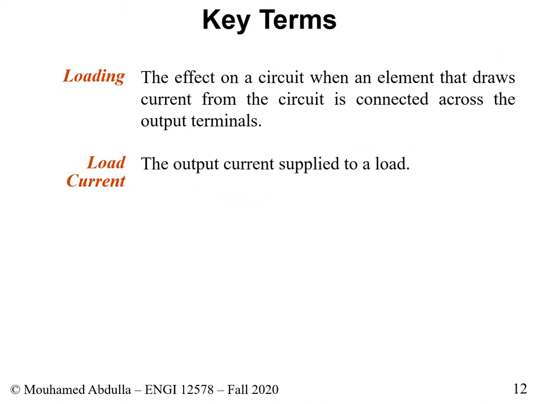The following are two key terms, loading and load current. In a nutshell, you have terminals to a main circuit, and if some element, some load, is connected to this terminal, it will not impact the voltage. The voltage will remain as is. However, it will reduce the current from the circuit. Loading is the effect on a circuit when an element draws current from the circuit that is connected across the terminals. We saw that in a previous example. And load current is the quantity of current that goes into a load. These are the two new concepts we want to give you in the key terminologies. The rest are things we've seen in other lectures, so the key terminologies section is short for this lecture.